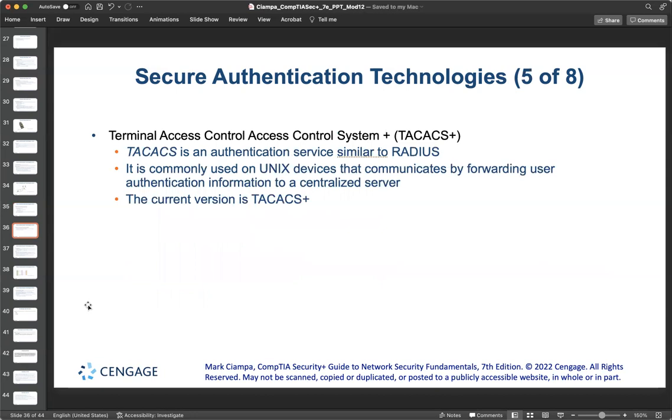Same as Radius, the Unix and Linux systems use a protocol called Terminal Access Control System, or TACACS, and TACACS Plus, which is the newer version of TACACS, right? TACACS is an authentication service that is commonly used on Unix devices, and forwards your authentication information to a centralized user database, exactly like what Radius does, but on the Unix platform. The current, updated version of it, as I said, is called TACACS Plus.